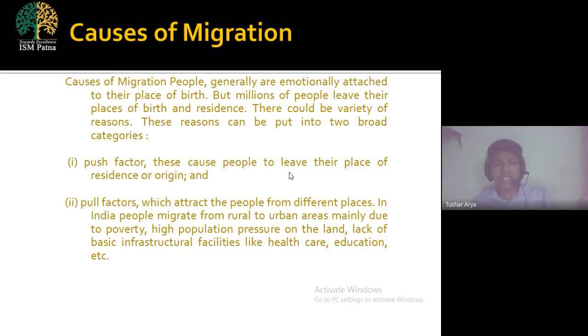People are generally emotionally attached to their place of birth. If we talk about why a person leaves his place of birth, no one wants to leave it. But if a person doesn't find any income at the place of birth, doesn't find a job, doesn't find the basic amenities and facilities for which he is striving, he changes place. So he moves from that place. But millions of people leave their places of birth and residence. There could be a variety of reasons. These variety of reasons can be put into two broad categories.